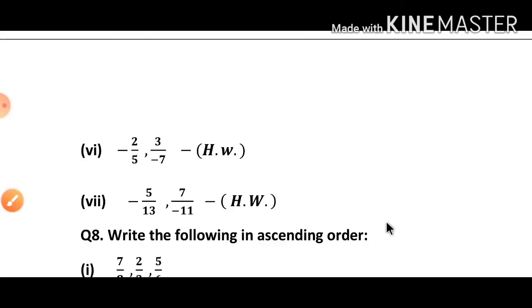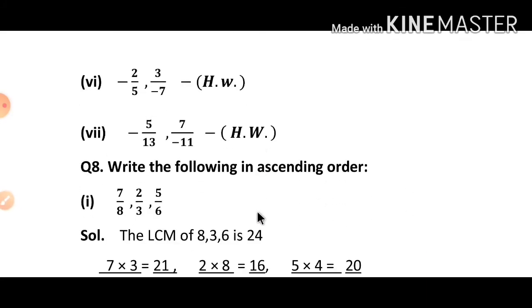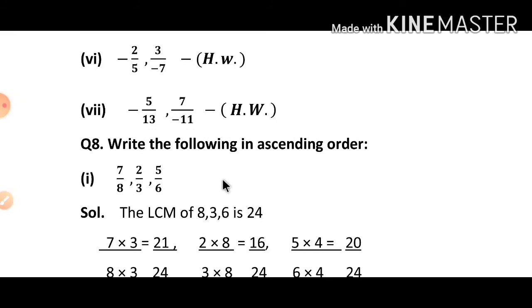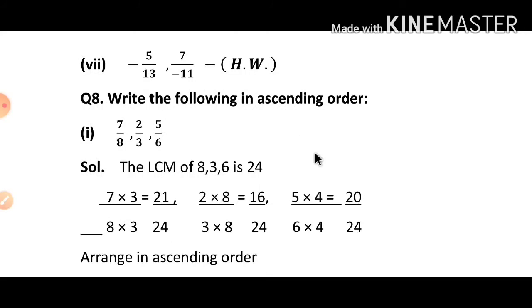Questions number 5, 6 and 7 are left for you as homework. Now the last question, number 8: write the following in ascending order. Ascending order means from smallest to greatest number. 7 by 8, 2 by 3, 5 by 6. Here instead of 2 numbers, how many rational numbers are given? 3 rational numbers are given.